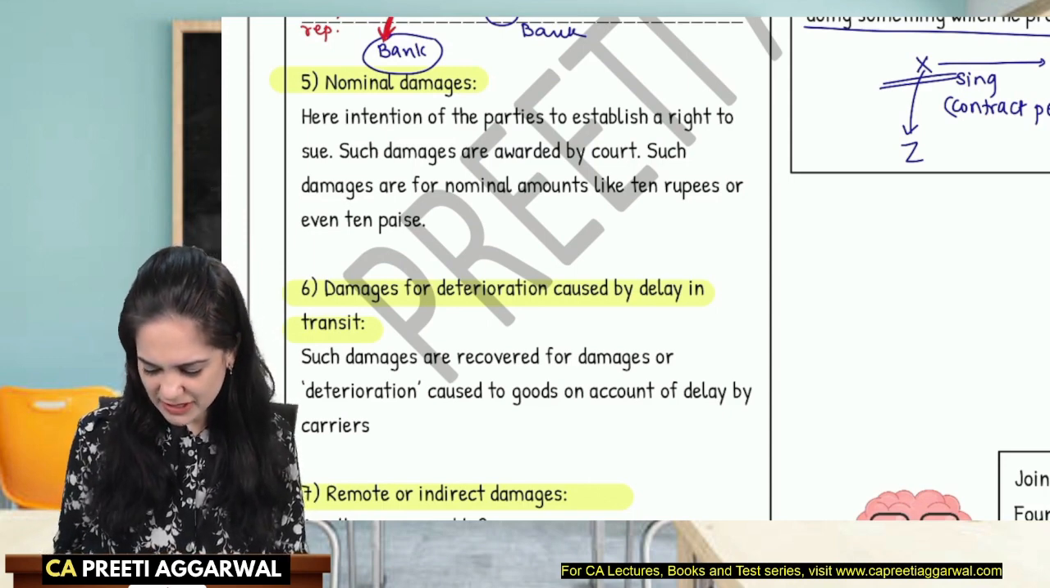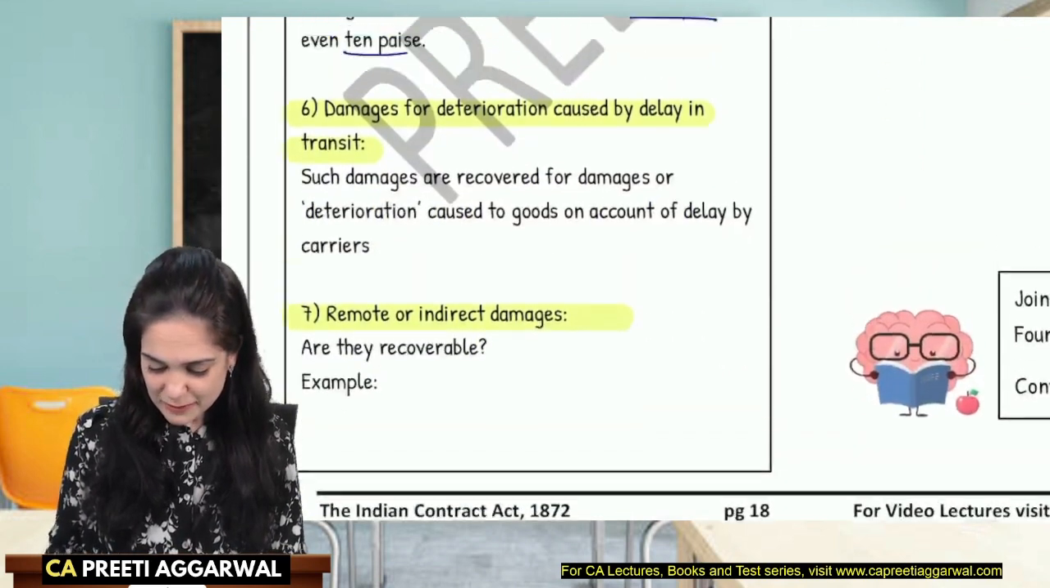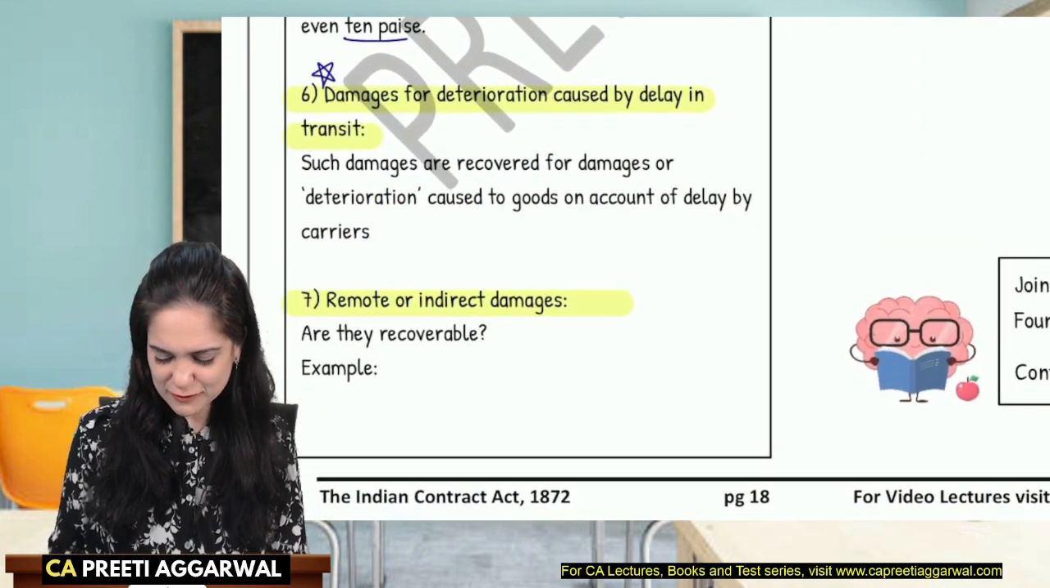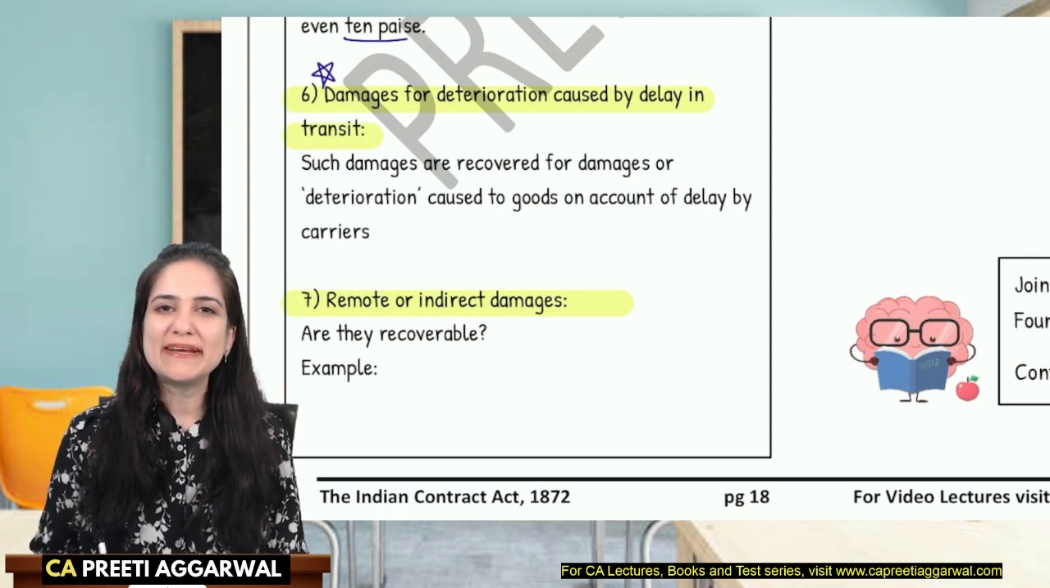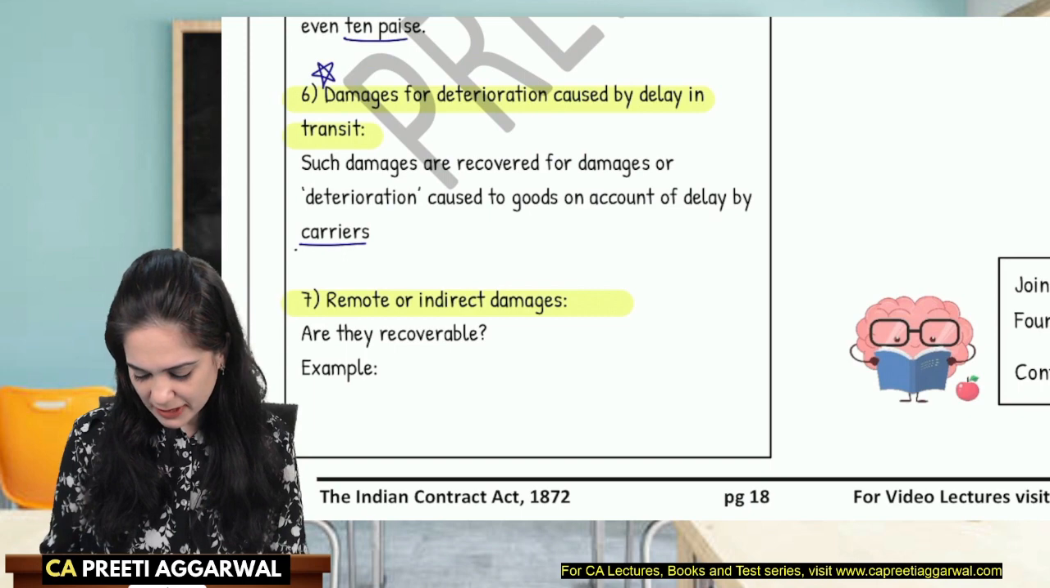Okay, so the damages are very small, 10 rupees, maybe 10 paise. Next one, very important and interesting one, damages for deterioration caused by delay in transit. Now these damages, they can be claimed from carriers.